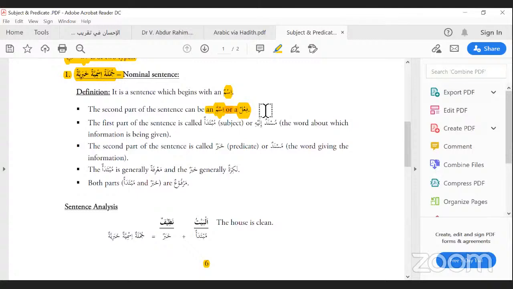Zayd went. Zayd went, or Zayd, he went. Because the normal position for a doer, or fa'il, is after the verb. So normally the doer of the verb is situated after the verb. But if it comes before the verb, then the actual noun will become the subject.